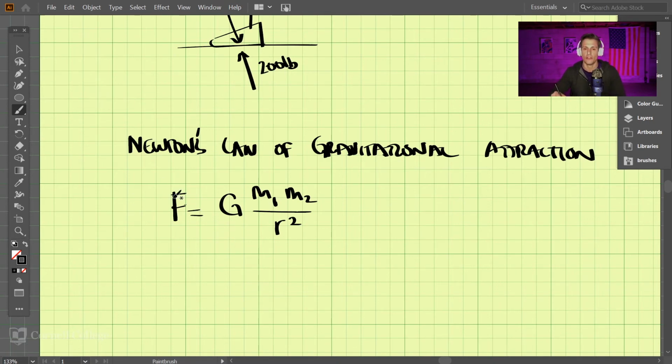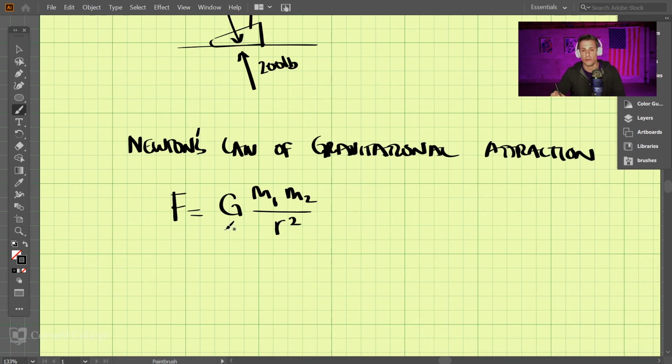Okay, so what does this mean? Well, any two objects have a force of attraction between them. I have a force of attraction between me and this microphone. It's just so small that I can't feel it, okay? But what we can feel is the force of attraction between us and the Earth, right?